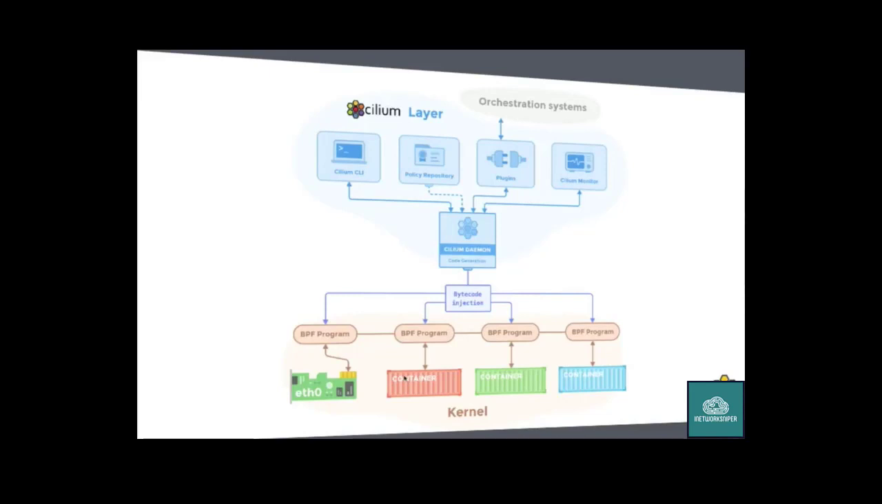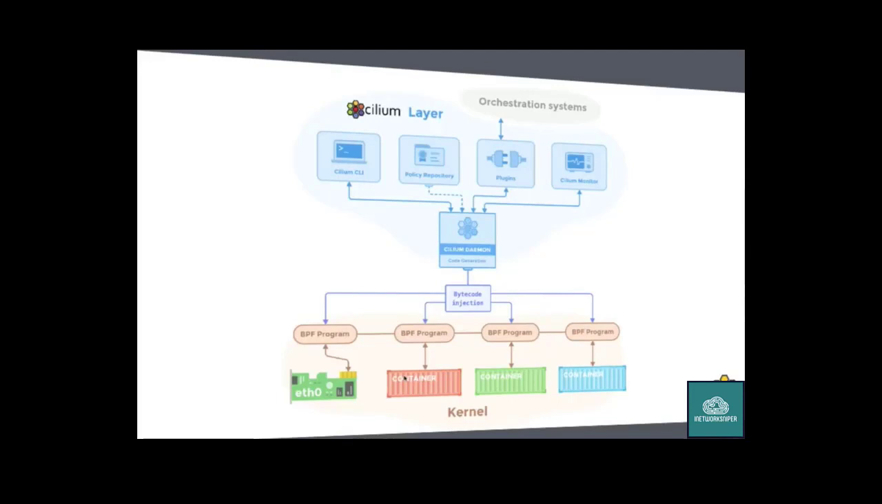The bytecode, after verification, goes through a JIT compiler, a just-in-time compiler, which takes the BPF bytecode and translates it to the instructions that your CPU understands. So the BPF program in the end has x86 instructions or ARM instructions. So there's no overhead in terms of performance.